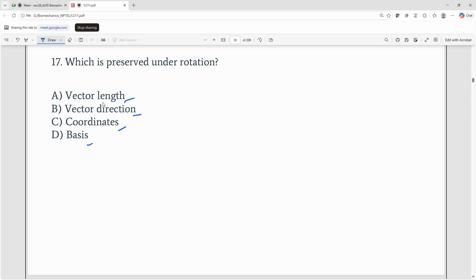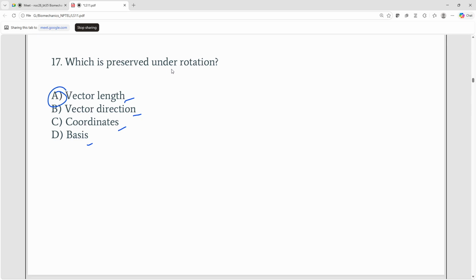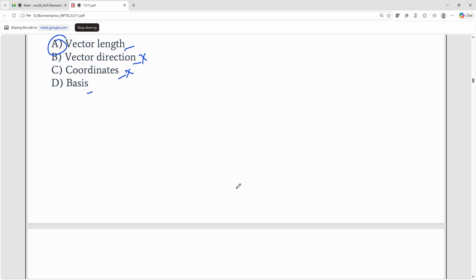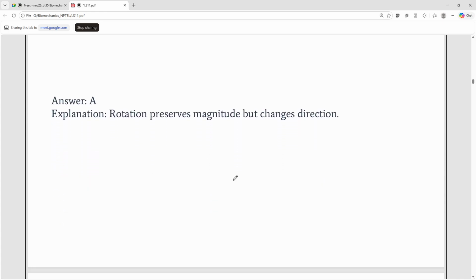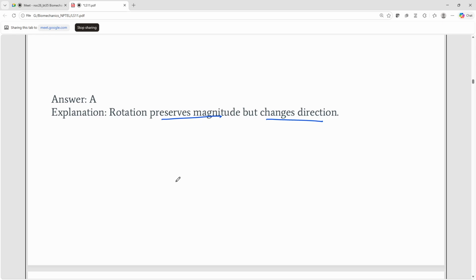Correct answer is option A, vector length, because under rotation the vector direction always changes and the coordinates also change with respect to that. So option A, vector length, is preserved under rotation. Vector length changes only under scaling. Rotation preserves magnitude but changes the direction. So the correct answer is vector length, option A.